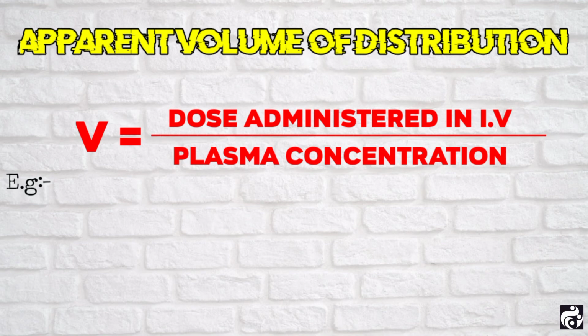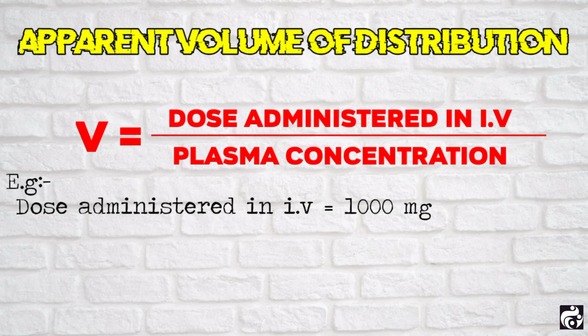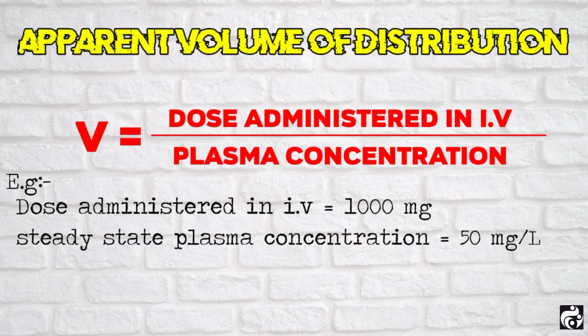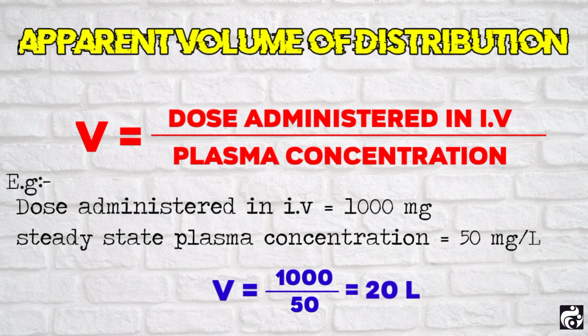Let's take an example. Suppose 1000 mg of a drug is administered in the body in the form of IV, and it produces the steady state plasma concentration of 50 mg per liter. Then the apparent volume of distribution comes to be 20 liter. This 20 liter is the volume that would accommodate all the drug in the body if the concentration throughout was same as in the plasma. Hope you all have understood this.